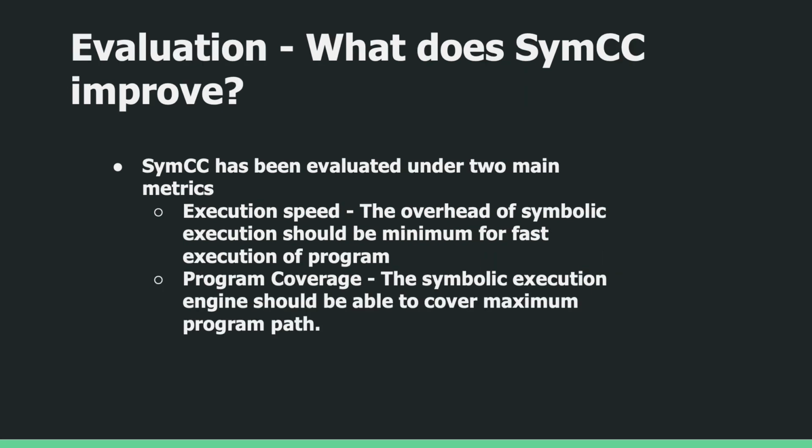Now, in order to evaluate the work that SymCC does, we first have to understand what exactly the parameters are that SymCC should be able to evaluate, or what the things are that SymCC should be able to improve. There are two major things that SymCC should improve. First up, the execution speed. Whatever the overhead of symbolic execution is, SymCC should be able to better this and perform fast execution of the program even when it is symbolically executed.